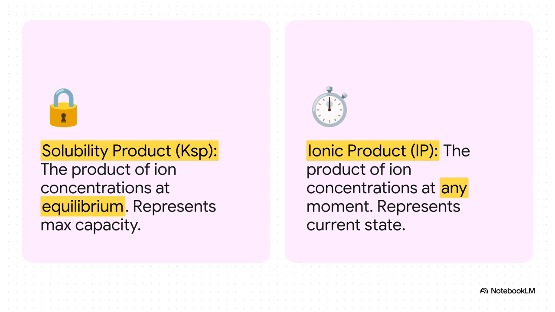Now, to really get precipitation, we need to know two key terms. First up is the solubility product, KSP. Think of KSP as the solution's absolute maximum capacity. It's the limit. Then you have the ionic product, or IP. Think of this as the current amount of ions in the solution at any given moment. So KSP is the limit, and IP is where you are right now.